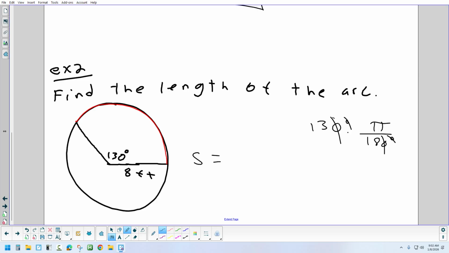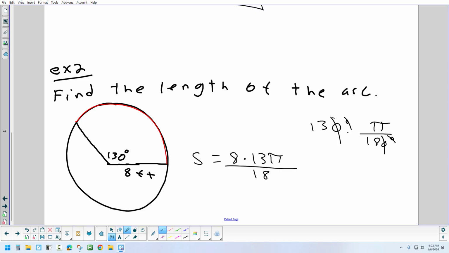Okay, so S we don't know. We're finding the length of the arc. What about the radius this time? 8 feet. 8 feet times. And JD, what's my angle? 13 pi over 18. Yep. 13 pi. Doesn't matter if you just put the 13 over the 18 or the whole thing over 18. That's the same thing.